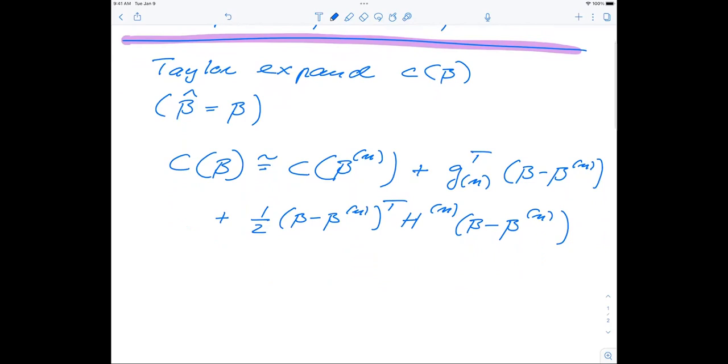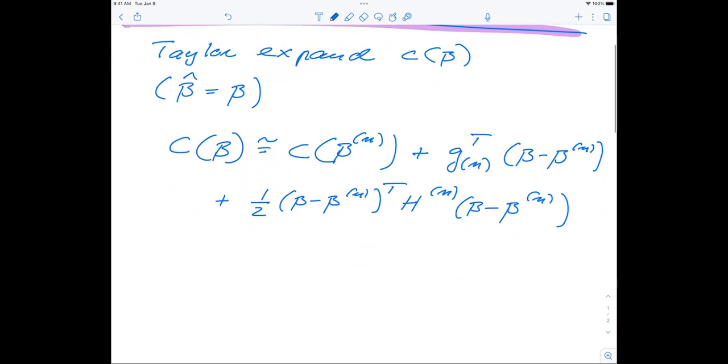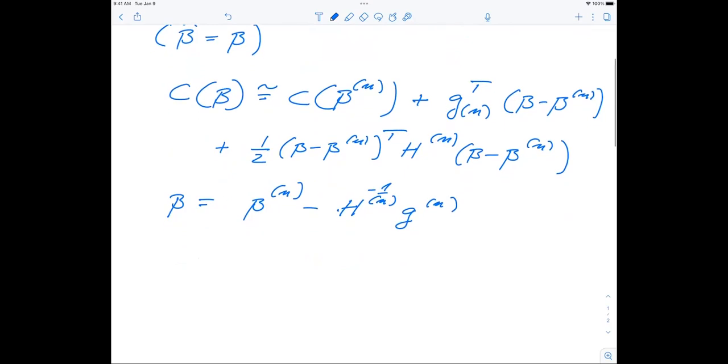And then when we did that, we would then find that the optimal beta is given by the beta from the previous iteration minus the inverse of this matrix at the iteration n multiplied with the gradient at iteration n. And now I'm just going to write it like this. So that means that the Hessian matrix and the gradient are evaluated at the value of beta for iteration n. And what we did then yesterday was simply to replace this with a parameter, which we call the learning rate.